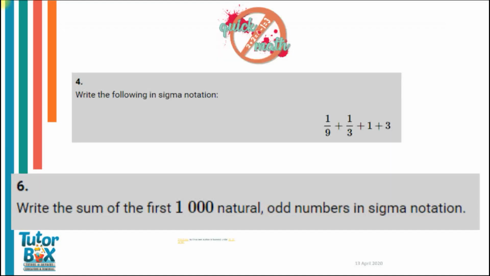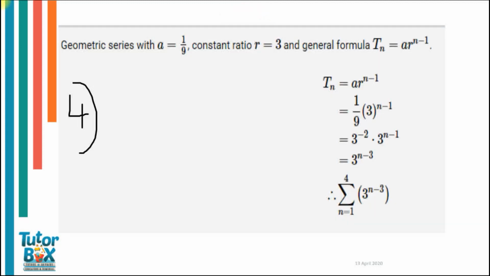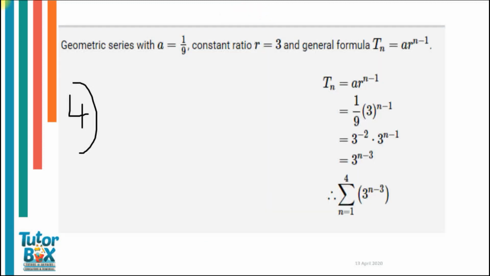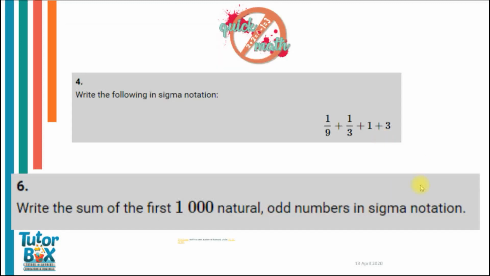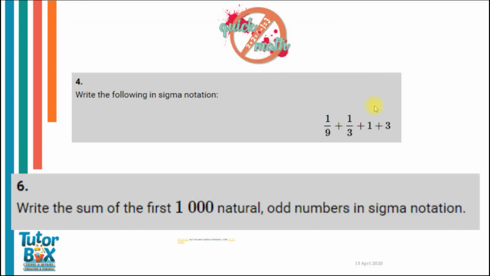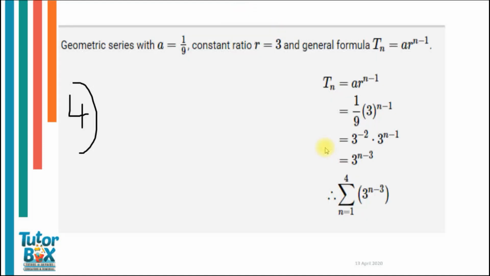Number 4 says write the following in sigma notation: 1/9 plus 1/3 plus 1 plus 3. This example is similar to the one that we just did, because it's the opposite: we're writing in sigma notation. First we need to check what we're working with. Is it arithmetic or geometric? In this case, it's a geometric series, and a is 1/9, and r, our constant ratio, is 3. If you don't remember how we do the constant ratio, you take the next term, T2, 1/3, divided by 1/9, and you should get 3.